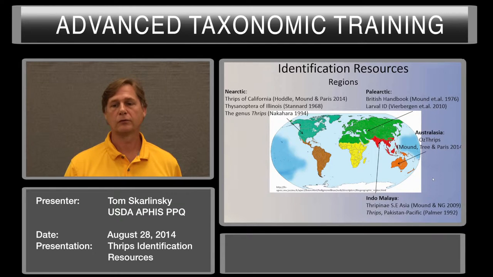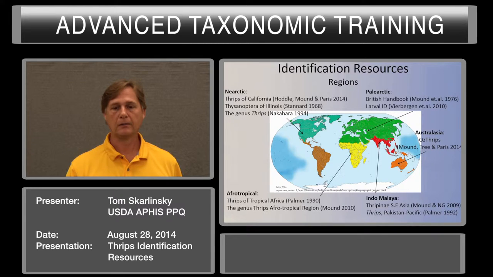Moving south into the Australasia area, or Australia and New Zealand, Austrips is also a Lucid ID key, and they also have other resources on that web page, and I'll show you the links to those in the next slide.